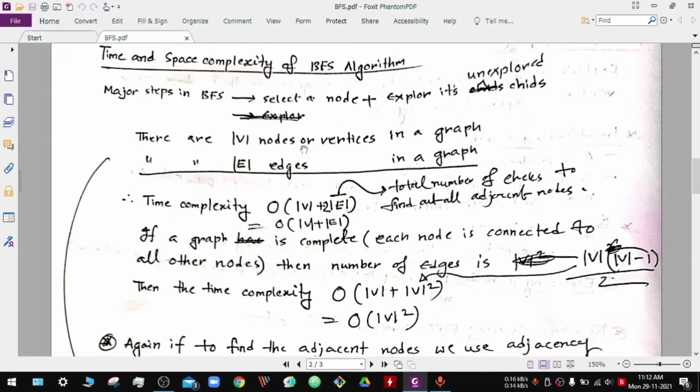So there are V vertices, the cardinality of V, but I will just consider it as V, which is the number of vertices or nodes in a graph or a tree. A tree is a graph too. So the cardinality of V represents the total number of nodes in a graph, and the cardinality of E is the number of edges in a graph.